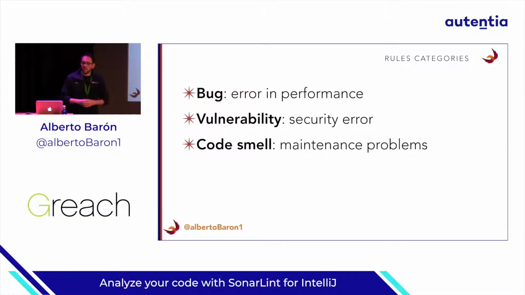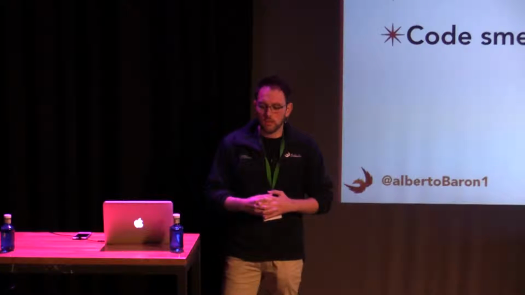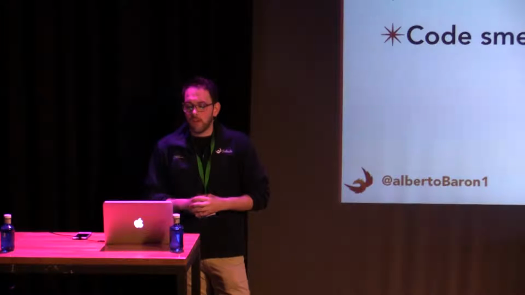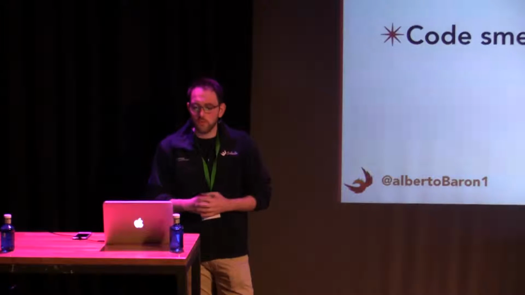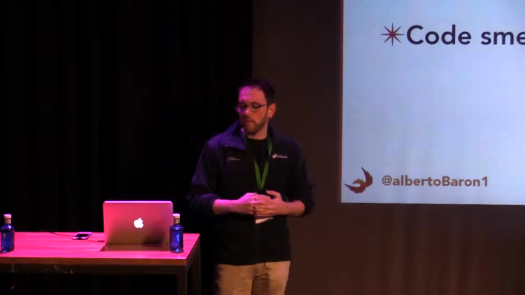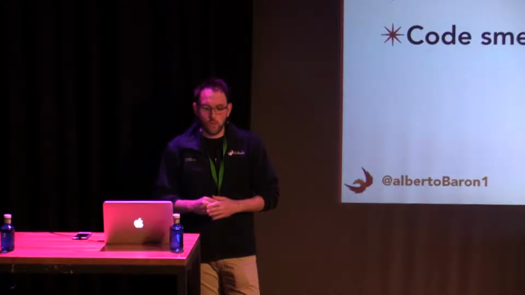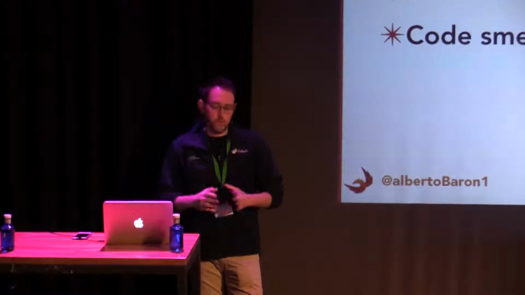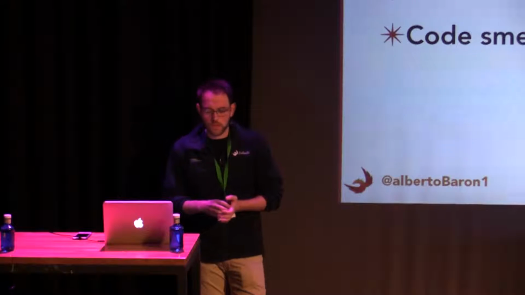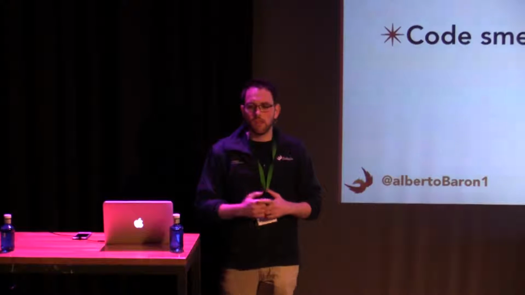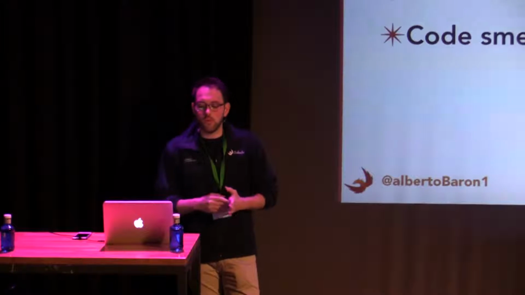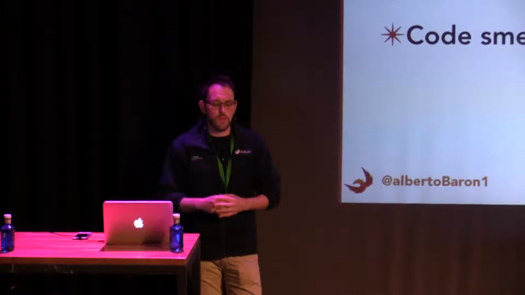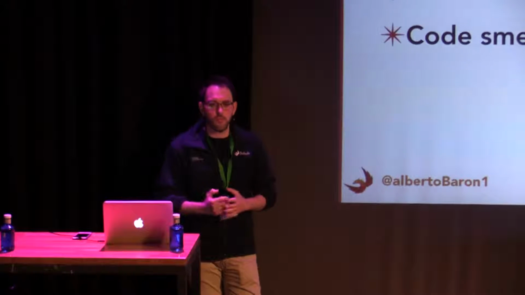And we have said that there are different rules in the result set. You have to know that there exist different categories and different priorities that we are going to see. According to the categories, there are 3 different categories. The bug rules, which refer to unwanted behaviors or errors in the performance. The vulnerability rules, which refer to security errors to prevent possible attacks against our code. And the code smell rules, which are related to clean coding violations or maintenance problems.